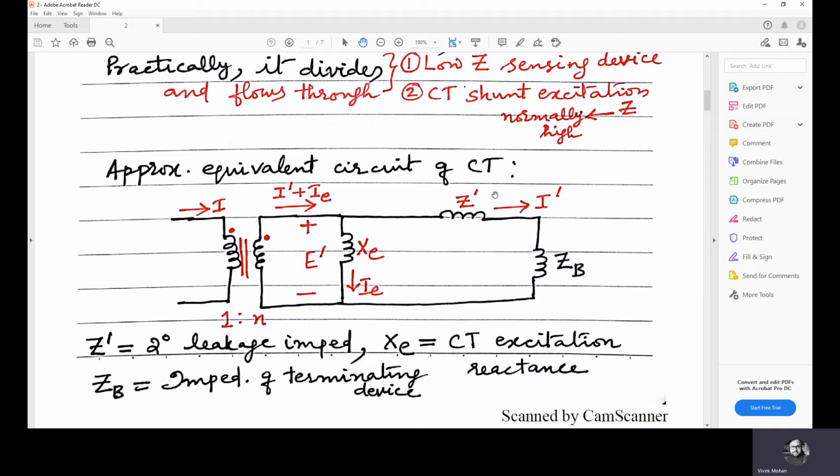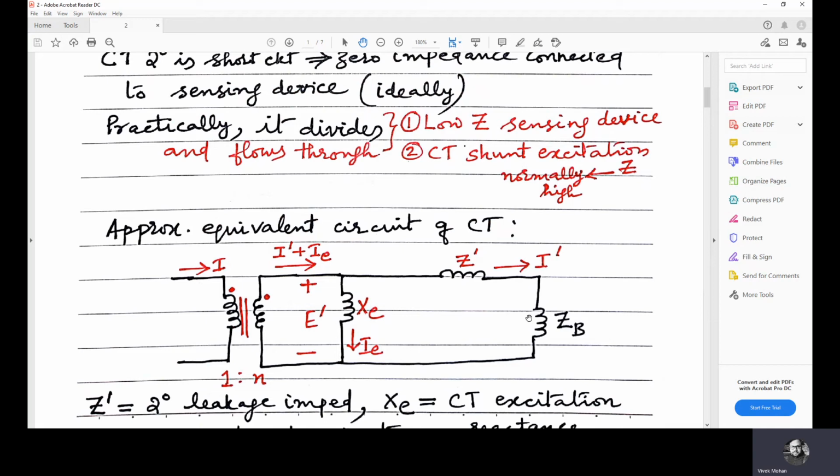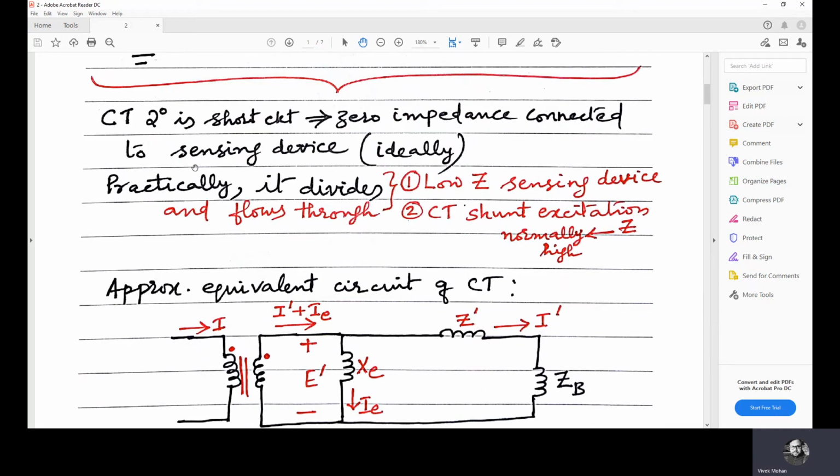Now Z dash is the leakage impedance. So some voltage drop is there practically. Now the current is divided into two. Ideally it should see the full current, I dash plus IE, whatever is the current here, it should be seen here. But practically we have an exciting impedance, exciting reactance, XE. So because of this exciting reactance, I dash is only seen by the relay or the sensing device. That is what is shown here.